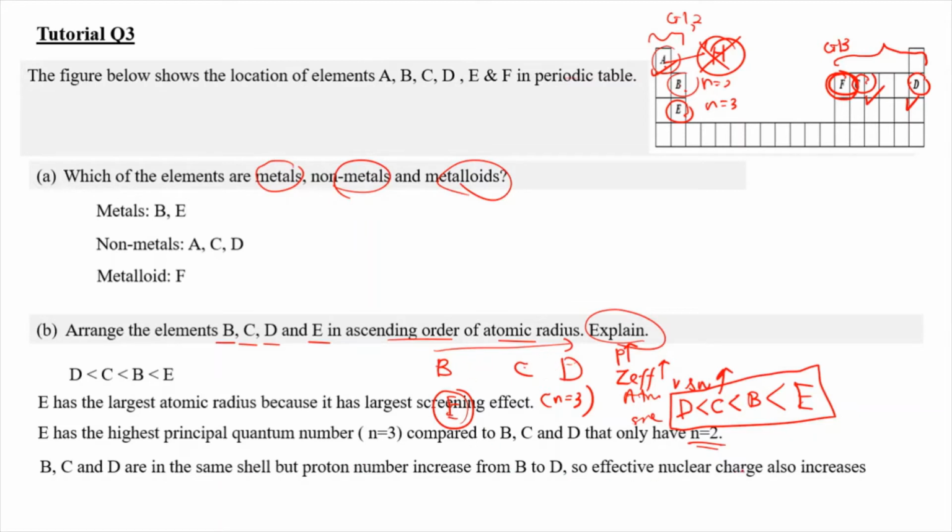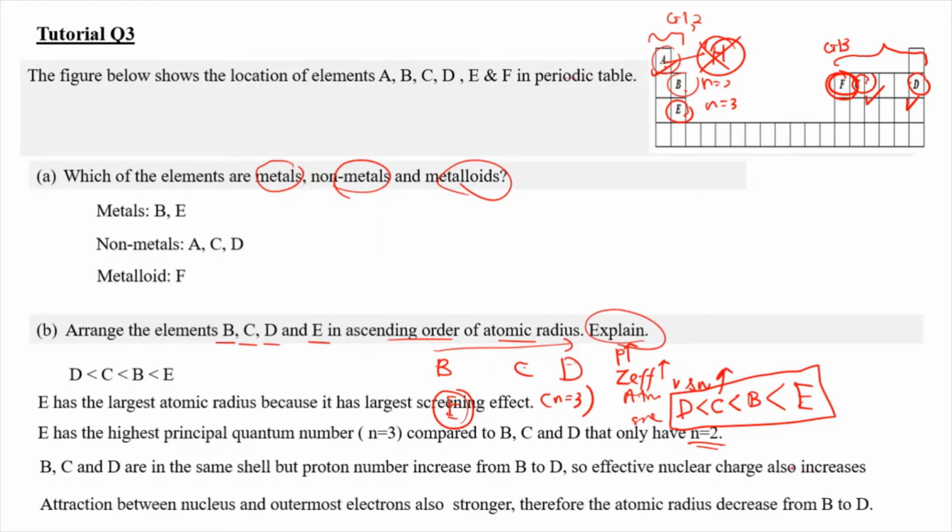So the effective nuclear charge also increases. And the attraction between the nucleus and the outermost electron becomes stronger, and hence the atomic radius decreases from B to D, where D here is the smallest. Alright, so this is the idea to explain question 3b.